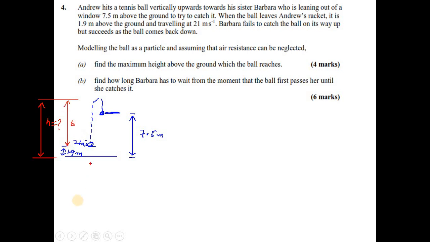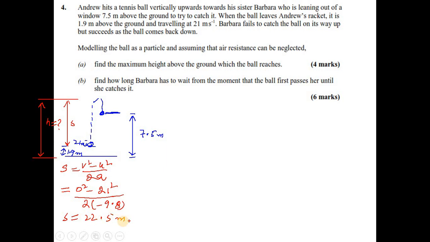This is S. So you know that you have a third equation of motion. You can use the equation and say that S is equal to V squared minus U squared over 2A, and V is the final velocity when the ball is moving up here. So final velocity at that moment is 0. So 0 squared minus initial velocity 21 squared divided by 2 into minus 9.8.